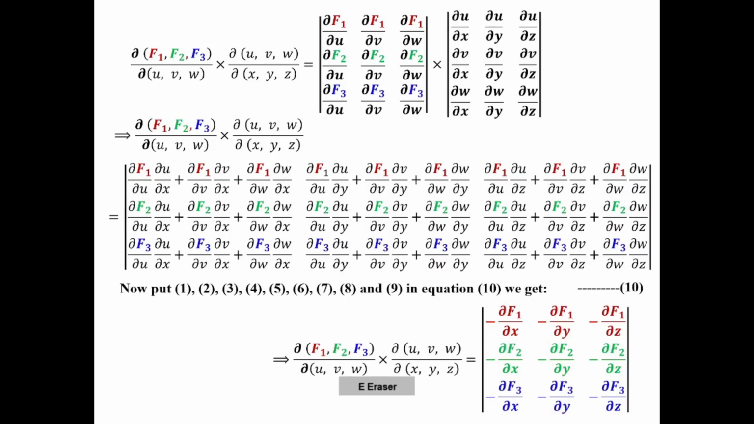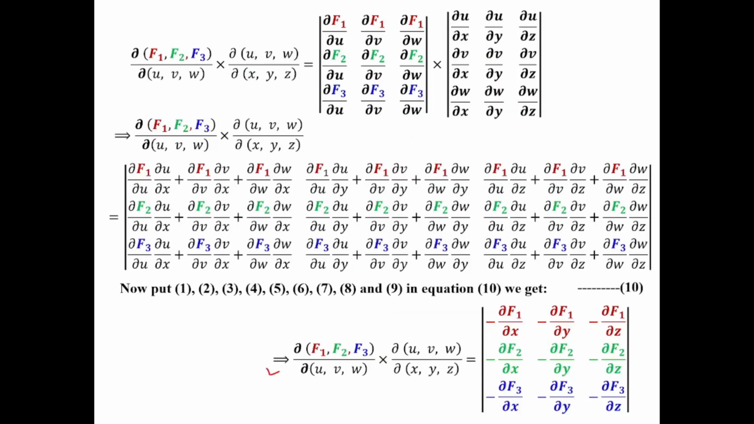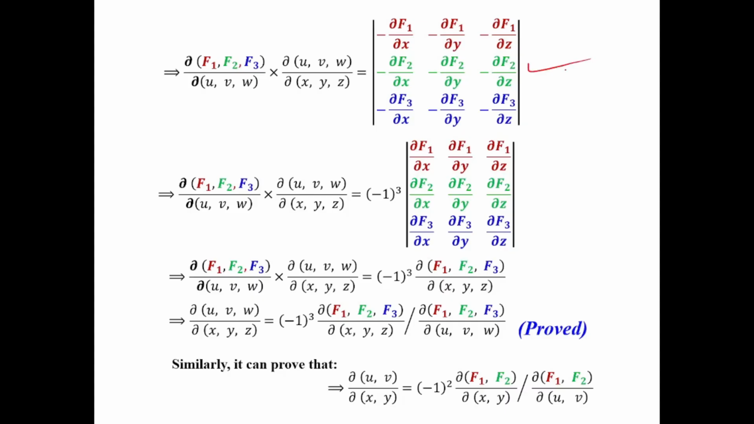Okay, now same thing I have written once again over here, no problem. So that implies this much into this much value will be equal to, for each row I can take common as minus 1, here minus 1 into minus 1 into minus 1, that means minus 1 to the power 3 into this determinant, that is your del f1 by del x, del f1 by del y, del f1 by del z. Here this one, del f2 by del x, del f2 by del y, del f2 by del z, del f3 by del x, del f3 by del y, del f3 by del z.